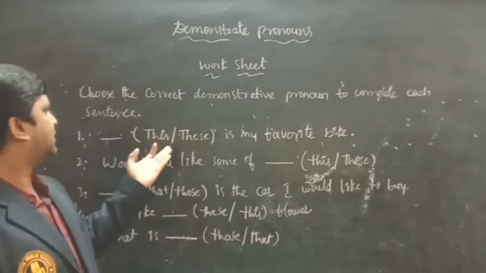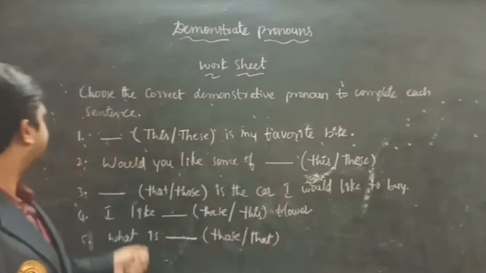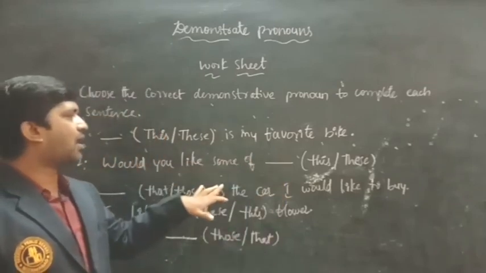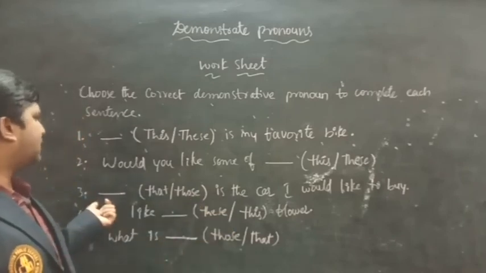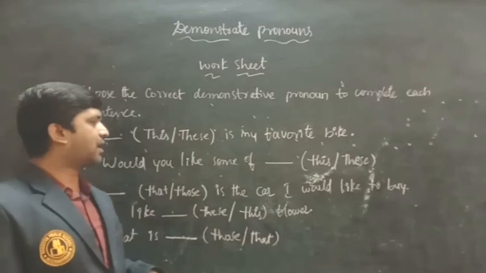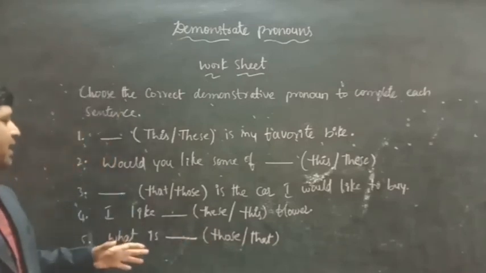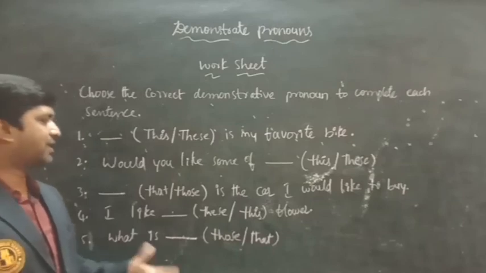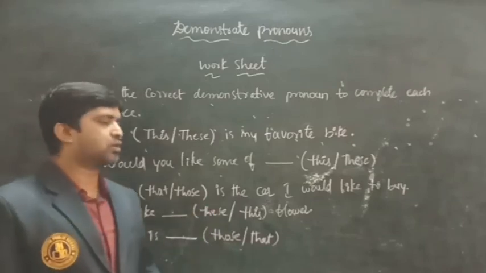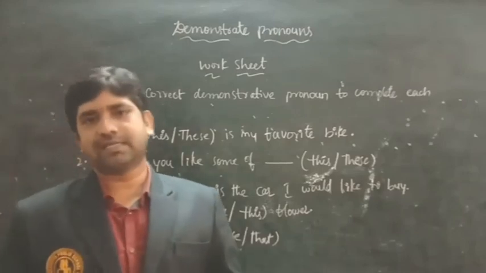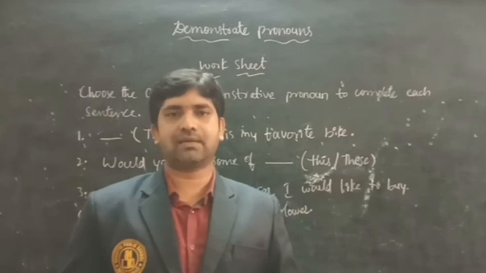Dash, this is my favorite bike. Would you like some of dash? This or these? Dash, that or those is the car I would like to buy. I like dash, this or these flowers. What is dash? Those or that? Read these sentences carefully and write the correct answer.